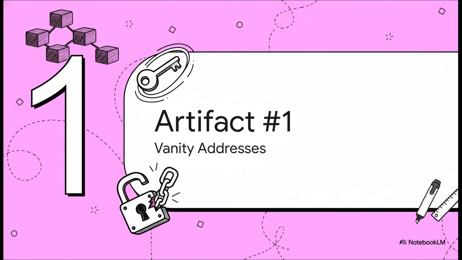Back in the early days of Bitcoin, these were the cool thing. It was like getting a custom license plate for the blockchain. So let's break it down. What exactly were they? Why was everyone so into them? And maybe most importantly, where did they all go?